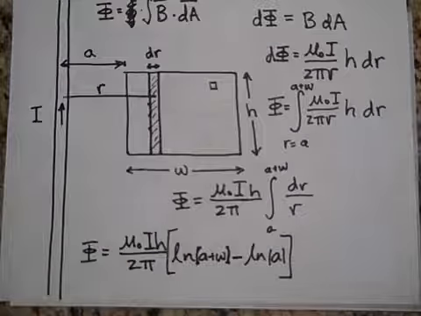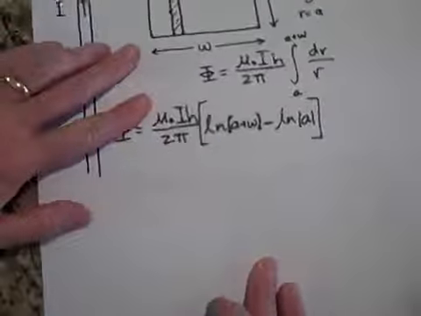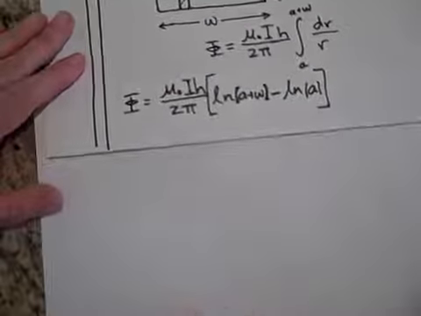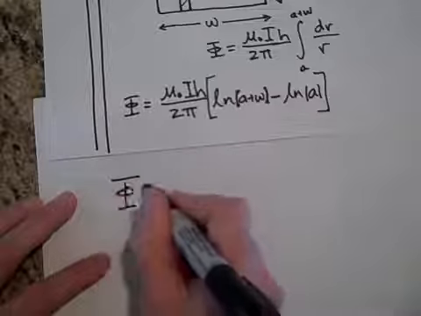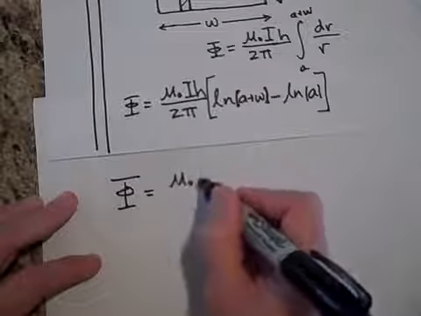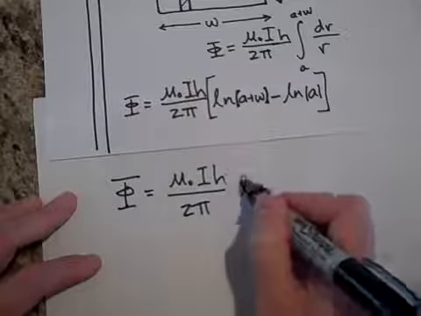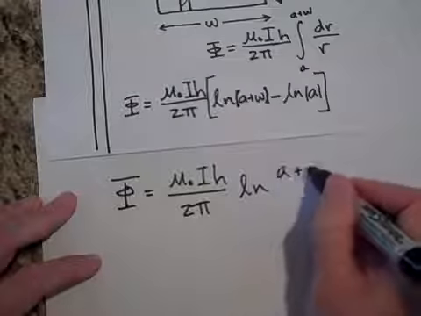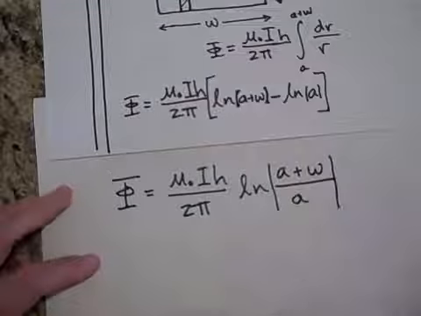I'm going to need to go to another sheet for this, but this can simplify into the following. The flux through that hoop is going to be mu naught I h over 2 pi times the natural log of a plus w over a. And so there you have it. That's how you do that.